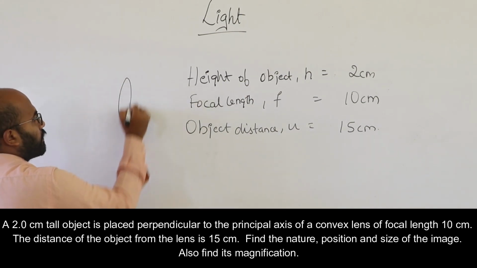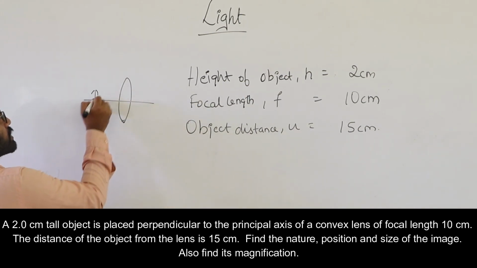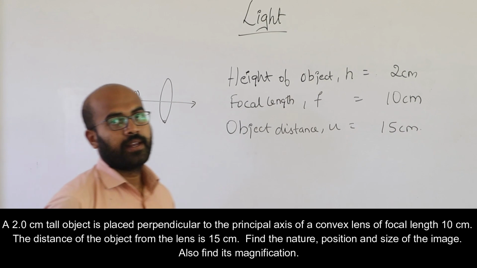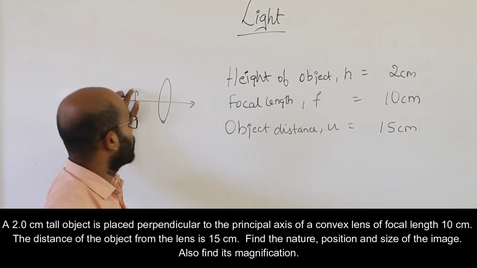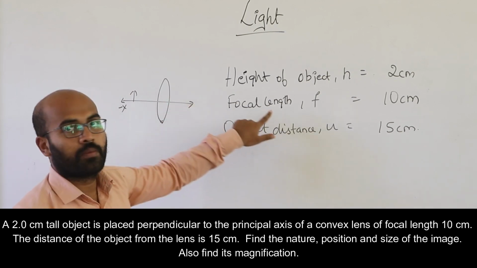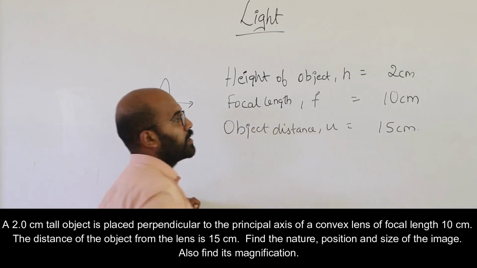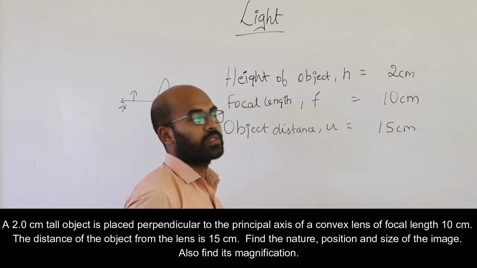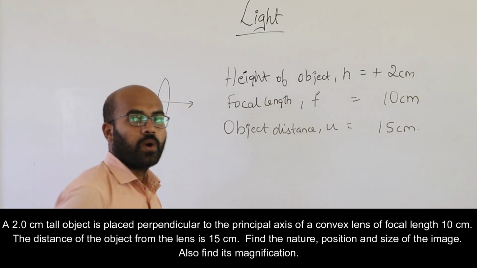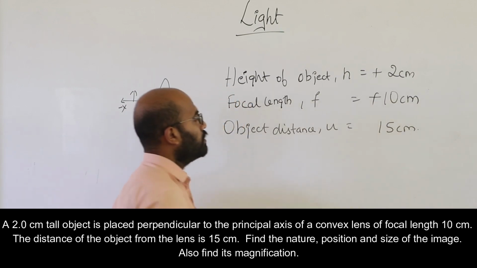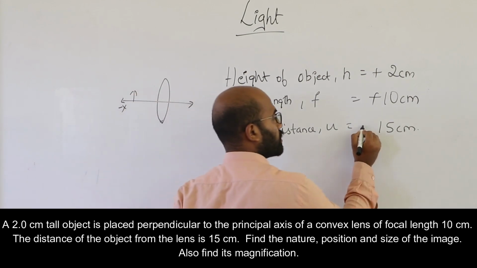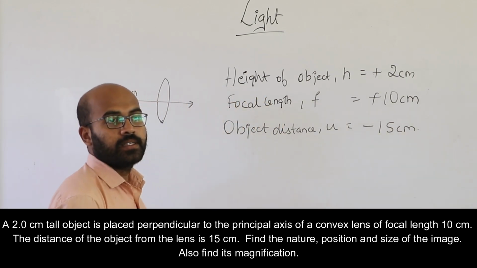In a convex lens, when I take the rough diagram, the object lies on the negative x-axis. So I don't know whether it's a real image or virtual image. Height of the object is positive and object distance is negative. Focal length is positive in a convex lens, according to the sign conventions that we saw. So object distance lies on the negative x-axis.